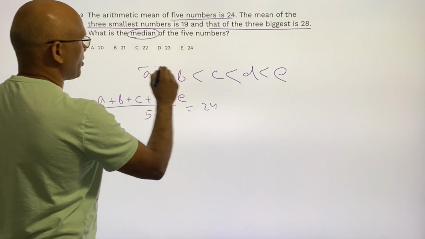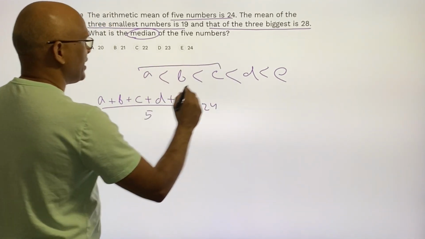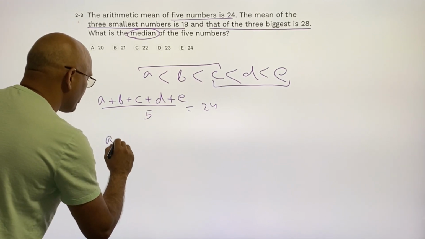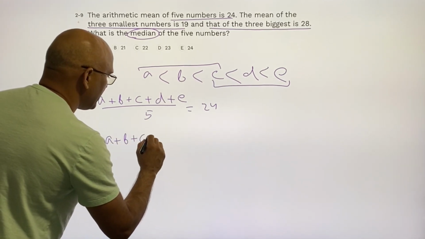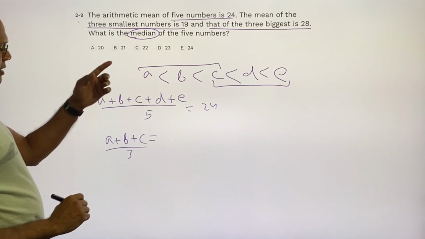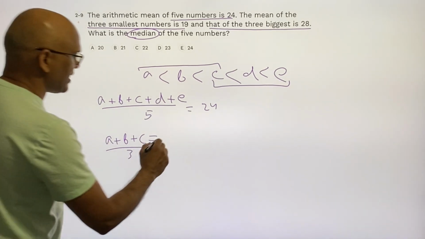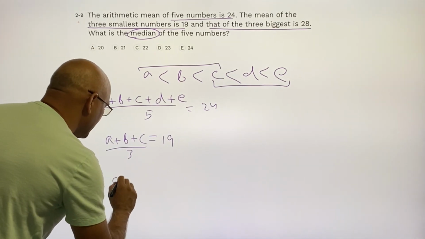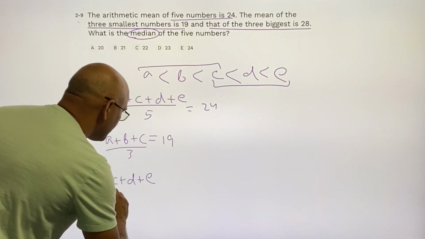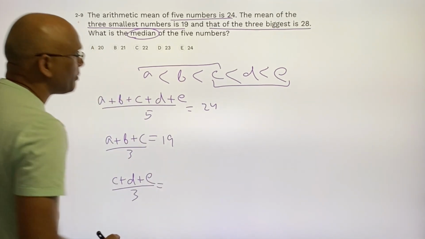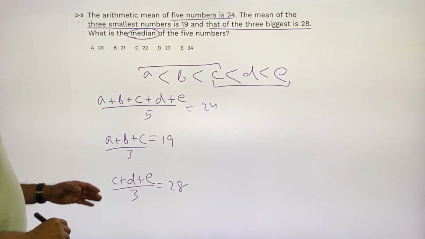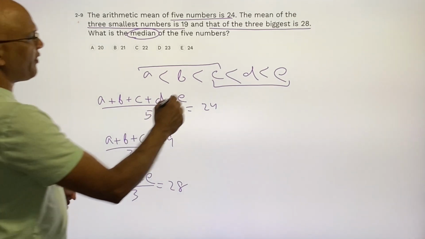So these are the 3 smallest numbers, A, B, and C, right? And C, D, E, these are the biggest numbers. So A plus B plus C over 3, because there are 3 numbers, is 19. And then similarly C plus D plus E over 3 is going to be 28. Okay. So I need to find out the value of C.